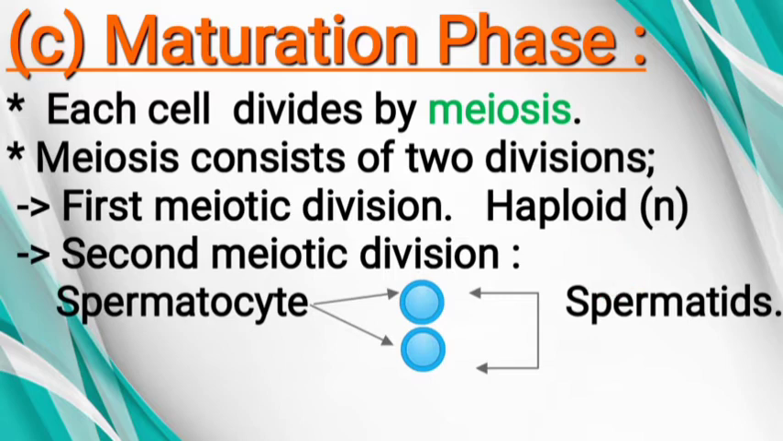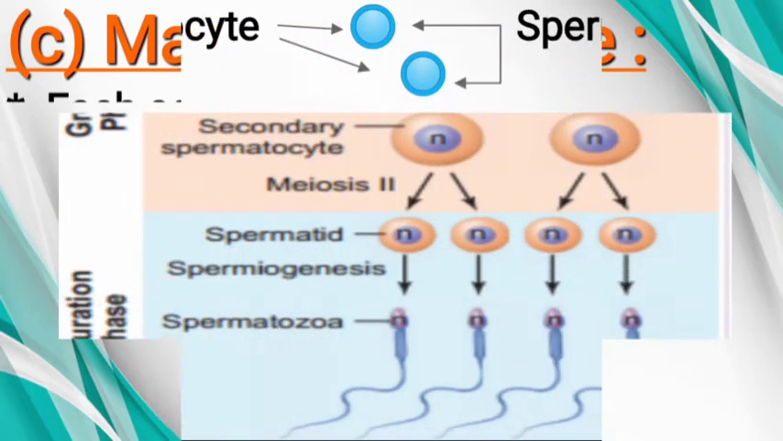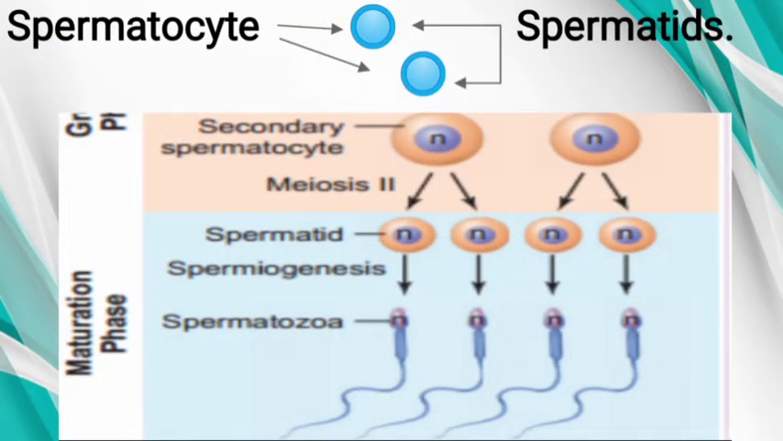And in the second meiotic cell division, the spermatocyte will be divided into two cells. Those cells we call the spermatids. See in this picture, two cells will be formed. Again it will divide according to meiosis-style division, and 4 will be formed. These are haploid in number.